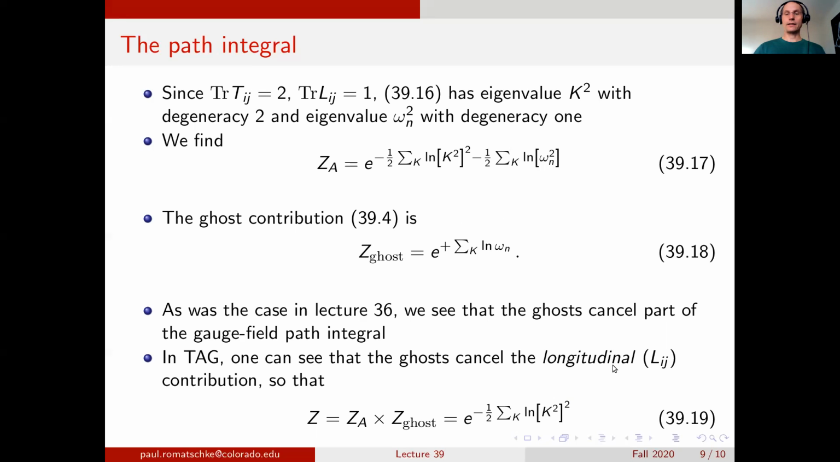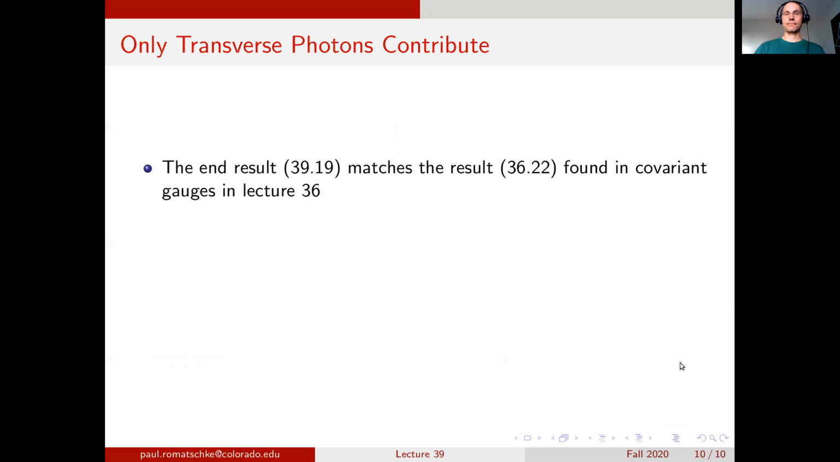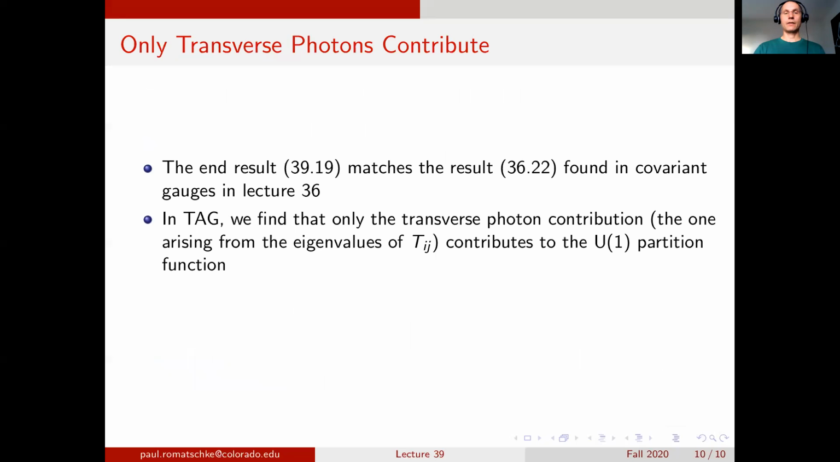Just a little remark, that cancellation was purely in the longitudinal sector because the eigenvalue omega n squared that was cancelled by the ghosts was the one that came from Lij, which we interpreted as the longitudinal projector. So we find that the end result in temporal axial gauge matches the result for the partition function found in covariant gauges in lecture 36. And we find that since the longitudinal part cancels, only the transverse photon contribution contributes to the partition function. That's what we expect from physical reasoning anyway, because we have an electromagnetic field and only the transverse parts should be the physical ones. And here in temporal axial gauge, that's actually the way that it works out in the calculation.